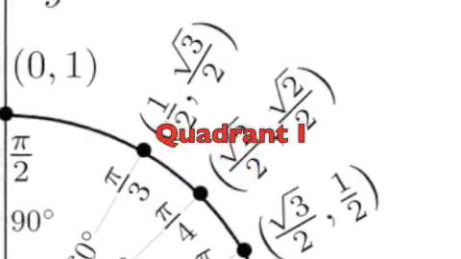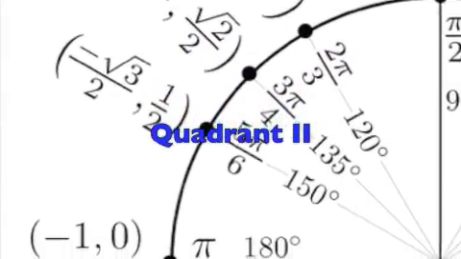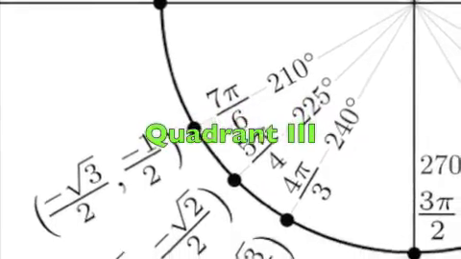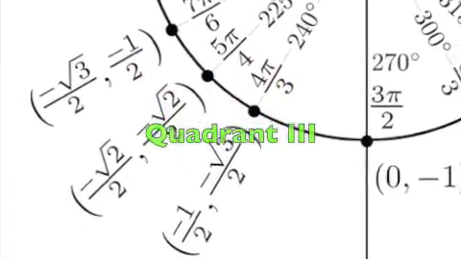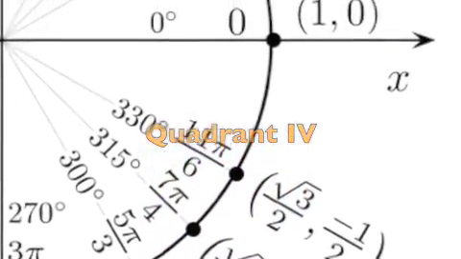All points are positive in quadrant 1. Quadrant 2, all x points are negative, while the y is still positive. Quadrant 3, everything is negative, and quadrant 4 only has x points positive.